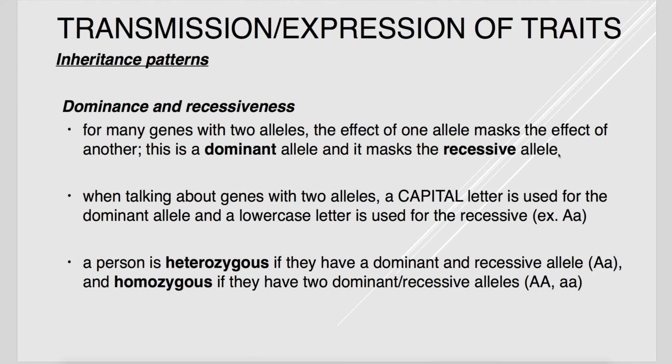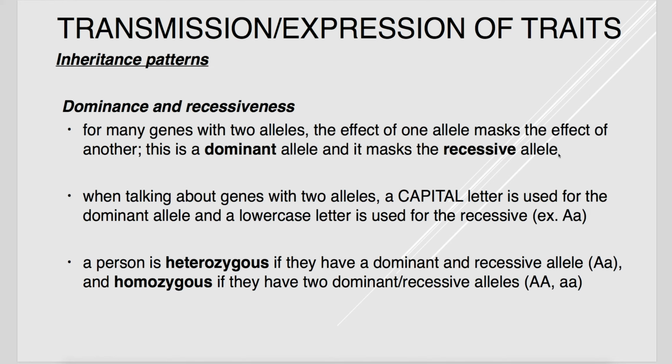Okay, then we got into the inheritance patterns. So dominance, the idea of dominance and recessiveness. So again, you get one allele from mom, one allele from dad. And sometimes one of those alleles masks the effect of the other. That allele is called the dominant allele, and the other one's called the recessive allele. Okay. And when we talk about genes with these two alleles, a capital letter is used for the dominant allele and a lowercase letter is used for the recessive allele.